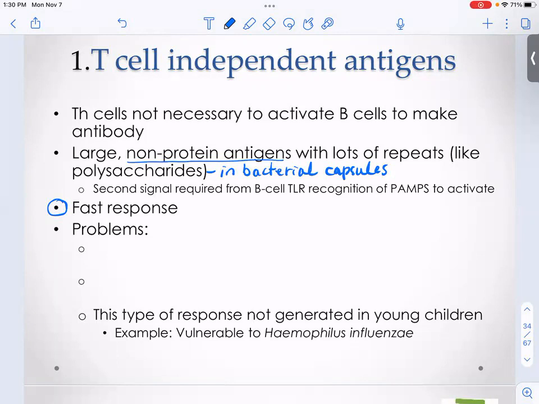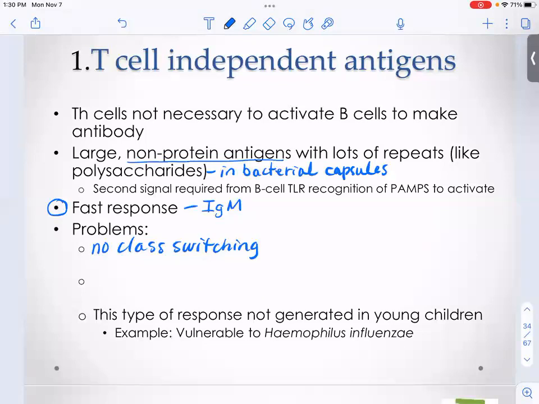There are a few problems with this that make it not as strong a response. We get no class switching. So what's the first antibody that's made typically in response to an infection? Talked about that last time. Anybody remember? I hear some mumbling. Typically IgM is the first one that's made.